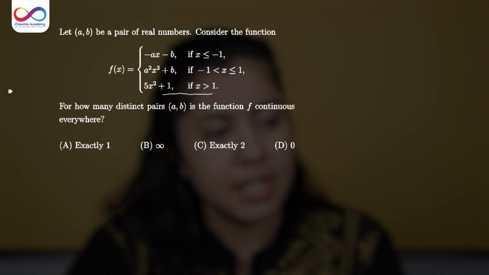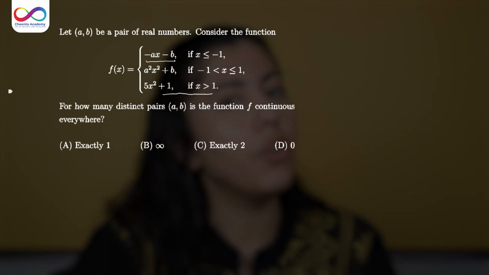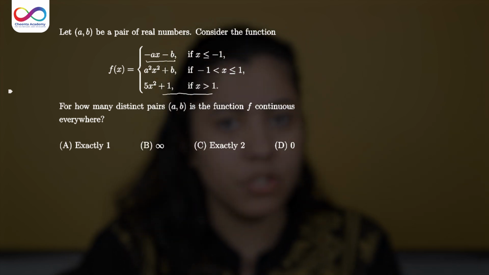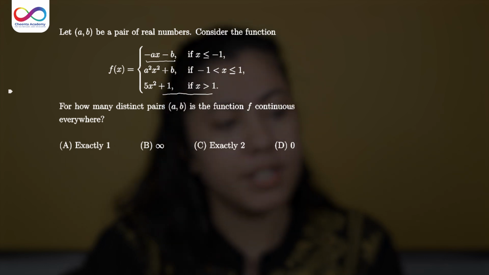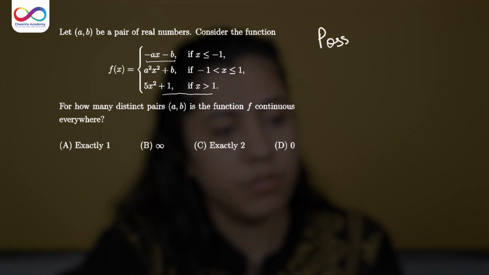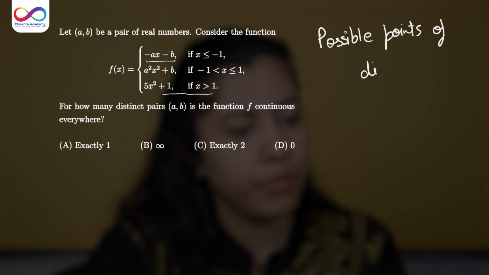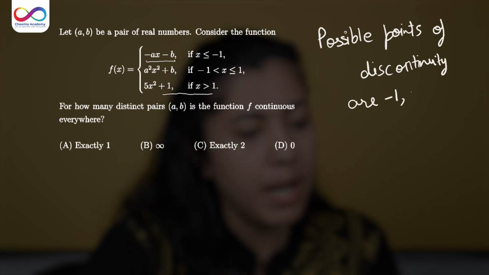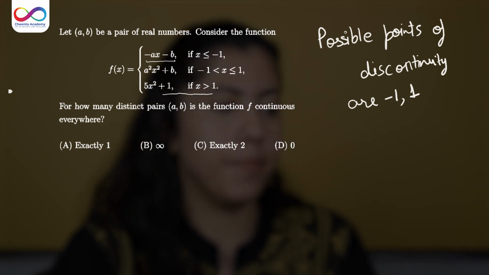Since we can see that this is a linear function, and a linear function is continuous everywhere. But the problem is, the function is changing. f of x is changing at the point minus 1, and that changes to a square x square plus b. So our possible points of discontinuity, also abbreviated as PPOD, are minus 1 and 1, because the definition is changing there.